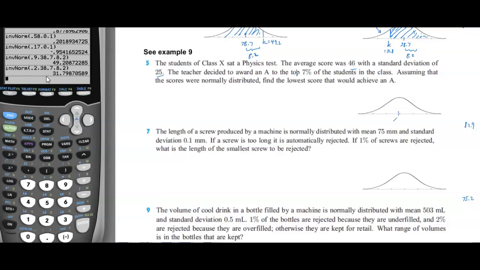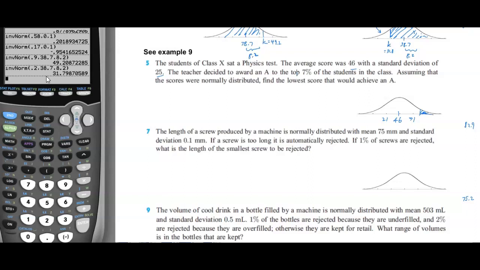Okay, so the mean is 46 and the standard deviation is 25. So 46 plus 25 would be about 71. 25 subtracted from 46 would be about 21. And then top 7% of the students, that would be a very small area, about like that.